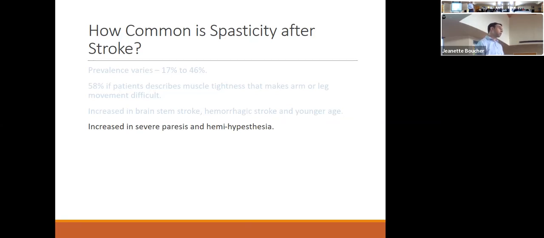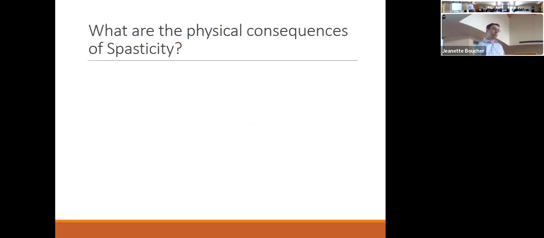The more severe our neurologic deficits are after a stroke, so the more significant the weakness or numbness, we're likely to see an increased correlation with spasticity as well. Physical consequences, we've mentioned this briefly, but obviously this is going to restrict our normal movement. And so this is certainly going to have the potential to interfere with our day-to-day activities. It might alter our gait patterns.